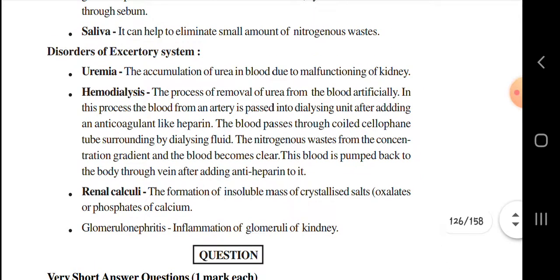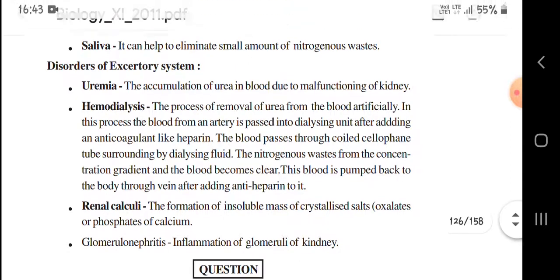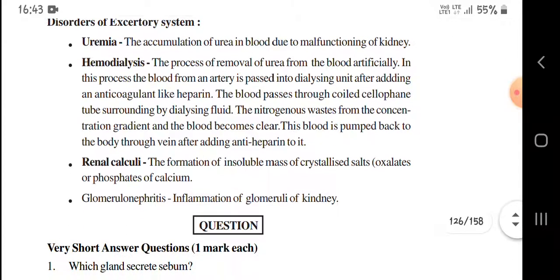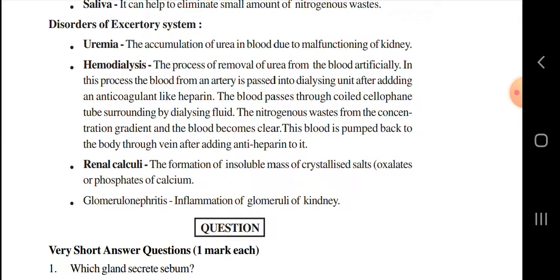So let us know the disorders of the excretory system. Kidney failure: the malfunction of the kidney may cause accumulation of urea in the blood, and hemodialysis is the process of removal of urea from the blood artificially. You may have heard of dialysis in your lower classes; artificially they remove the urea from our blood. Next, renal calculi: the formation of insoluble masses of crystals of salts or phosphates of calcium. This is another disorder that may happen. And finally, glomerulonephritis: inflammation of the glomeruli of the kidney, the infection that the glomeruli get.